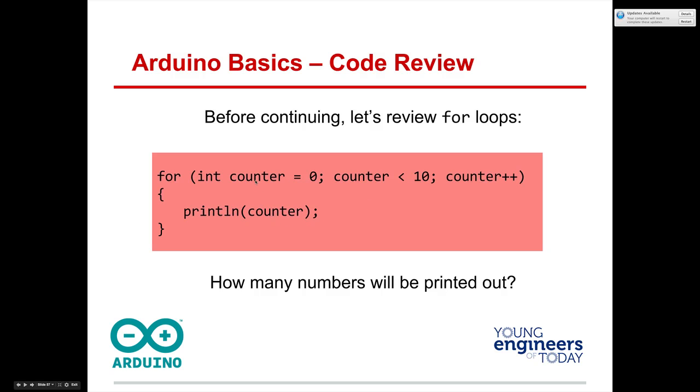Print 1. So the counter, we should explain here, is set originally to 0. This loop's going to continue while it's less than 10. It's increasing by 1 each time through. That's what that plus plus says. And you have println counter.